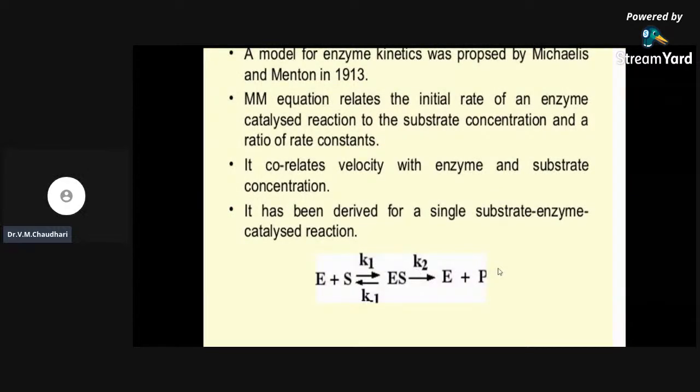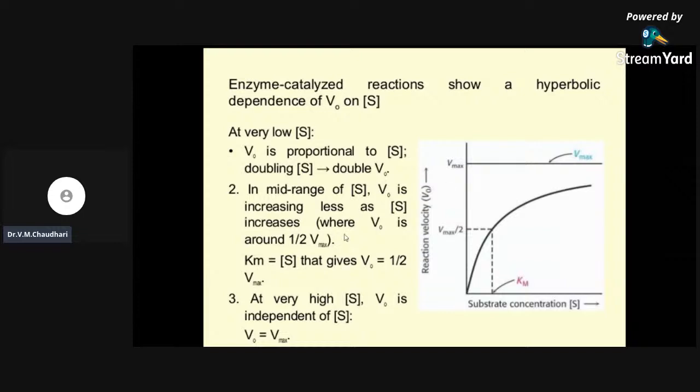Okay. So V0 is directly proportional to substrate concentration. Doubling substrate concentration doubles the V0. In the mid range of substrate concentration, V0 is increasing less as substrate concentration increases. म्हणजे सबस्ट्रेट कॉन्सन्ट्रेशन तुम्ही वाढवतच गेले तर मिड रेंजला काय होणार आहे, व्हेलॉसिटी इज नॉट मोर इन्क्रीजेस as increase in substrate concentration. So V0 is around half of the Vmax. So Km is equal to substrate concentration.